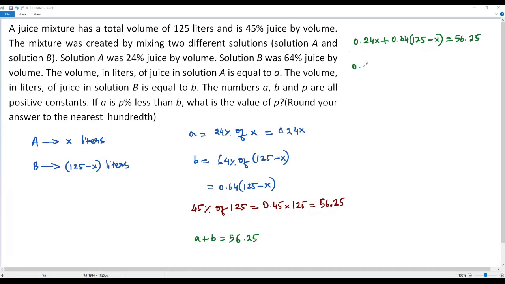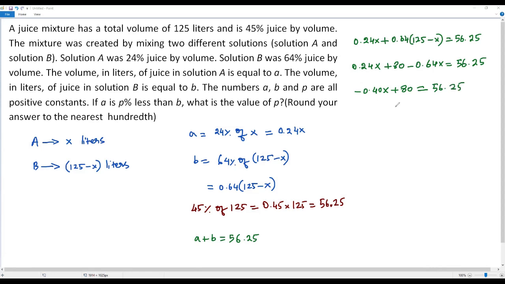Okay, let me do it. 0.24x. We can distribute the 0.64 to this one and this one. Then I'm getting a positive 80 negative 0.64x equals to 56.25. Okay, now let's combine this positive 0.24x and negative 0.64x, and I'm getting negative 0.40x positive 80 equals to 56.25.